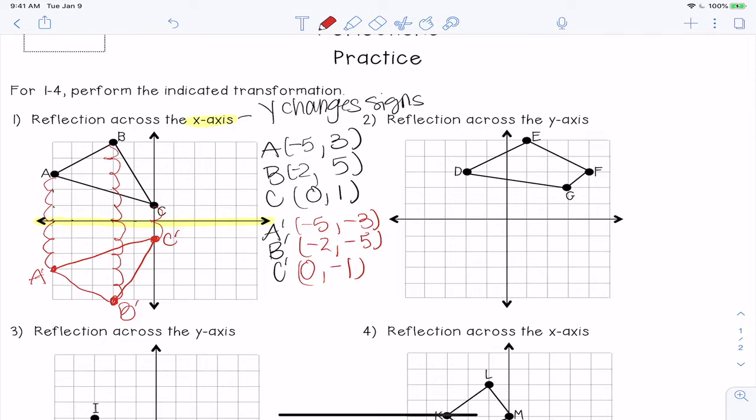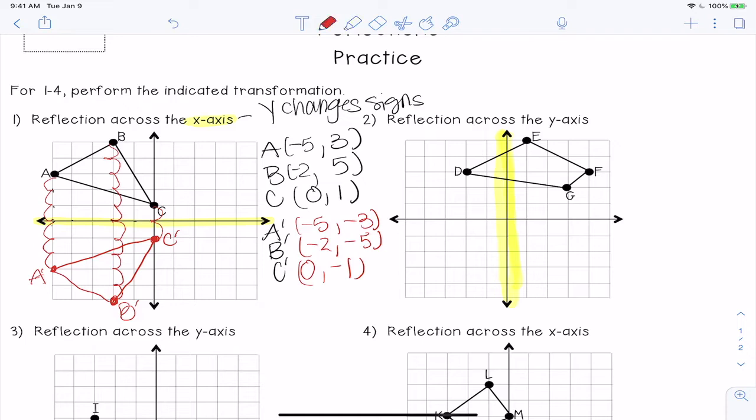Let's see if it does the same thing for your y-axis. So we're going to reflect against the y. Now this one's a little tricky because your y is the vertical line, right? But as you can see, this shape is kind of overlapping on it, isn't it? But have no fear, we can do it.